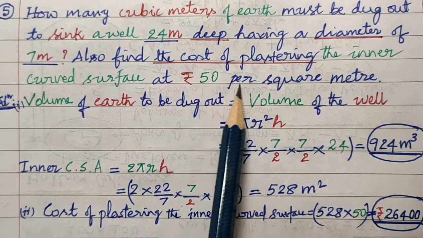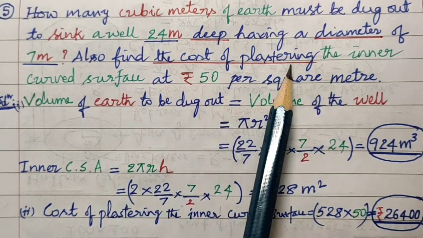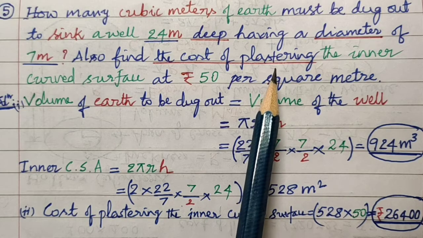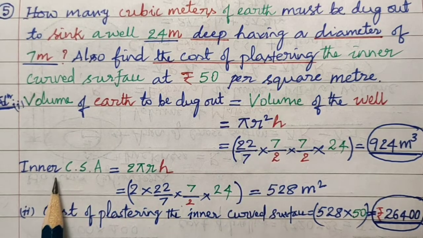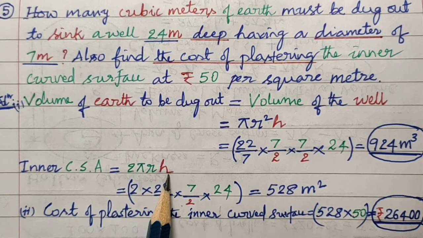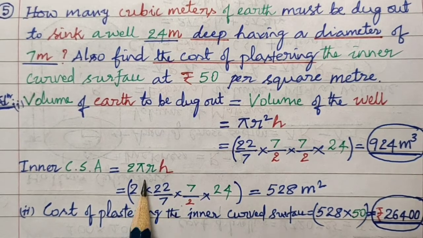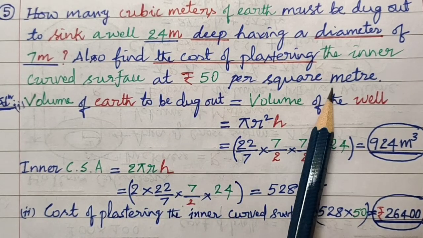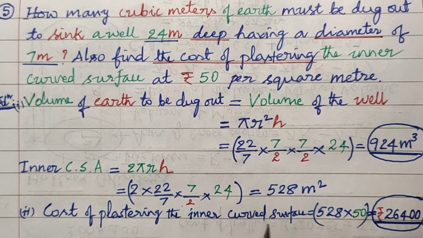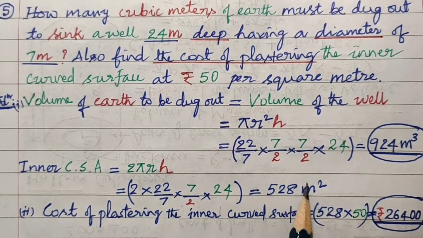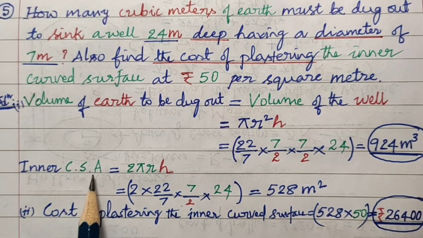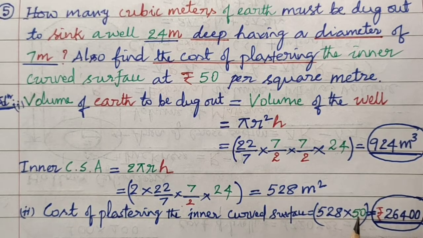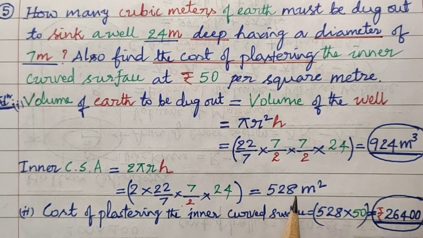So we need to find out the cost of plastering. We need the total surface area. Inner curved surface area is equal to 2 pi r into h. 2 into 22 by 7 into r, which is 7 by 2, into 24. This is the total inner surface area. They have given the rate as 50 rupees per square meter. The cost of plastering the inner curved surface is the curved surface area into the rate, and the area is 528 meter square.